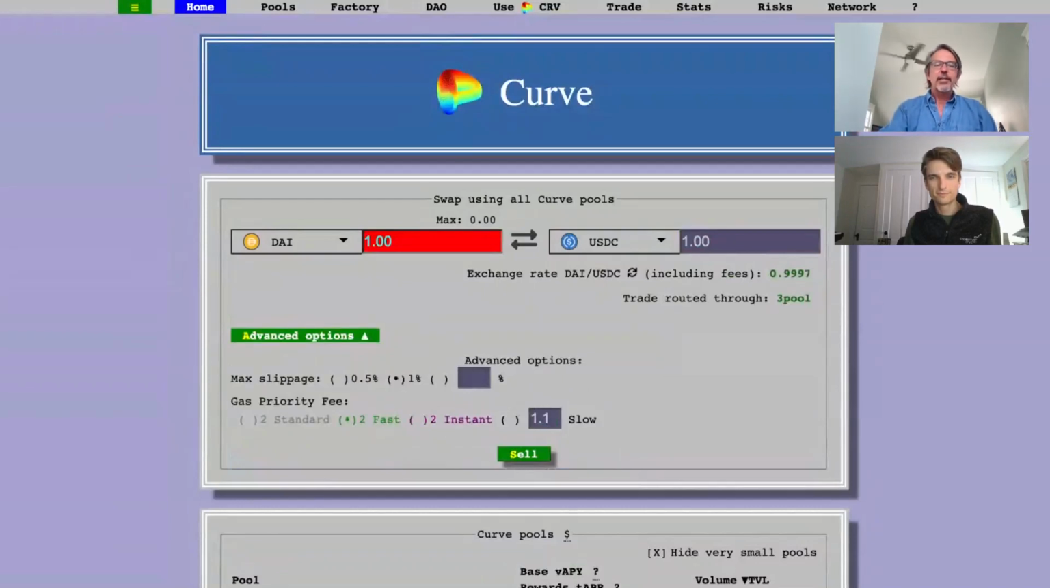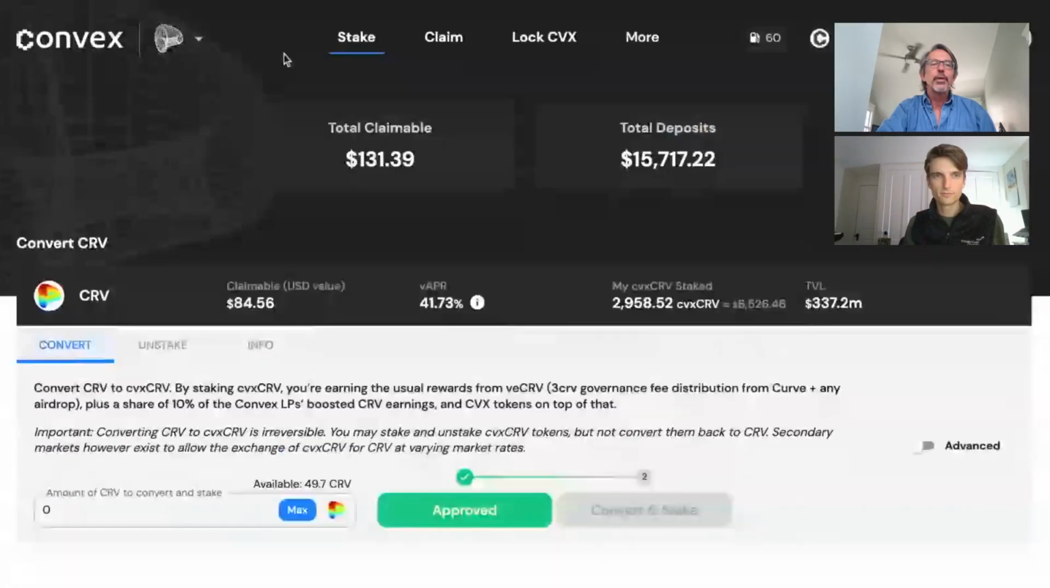So the next innovation after Curve is, and let me go ahead and change my screen here really quick, another protocol called Convex, which is basically built on top of it. Are we up? Okay, yep, we are good. Convex kind of took it another step, and some of the devs from Curve helped them design this.